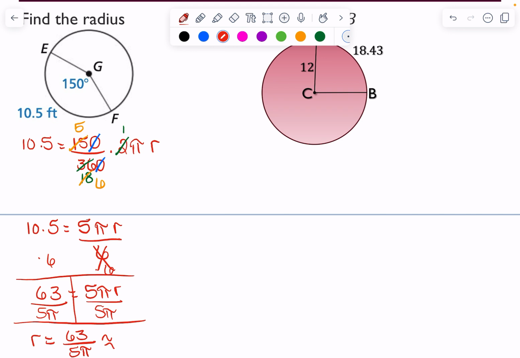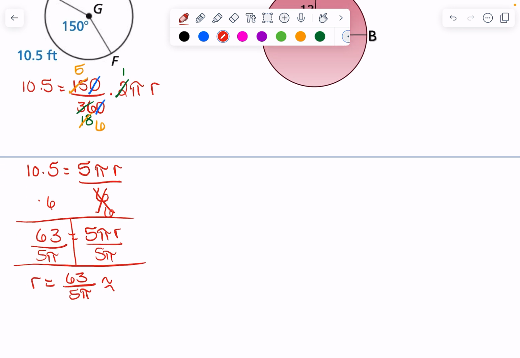That's my exact. So now to find the approximate, I'm going to go 63 divided by 5 times 3.14. Now be careful typing that in. You want to make sure that the calculator recognizes that you're doing 5 times pi, then dividing, not divide first, then multiply. So my radius would be approximately 4.01, 63 over 5 pi.